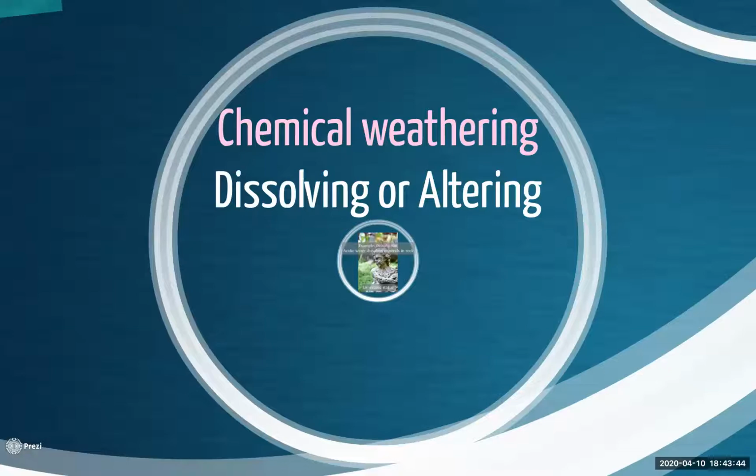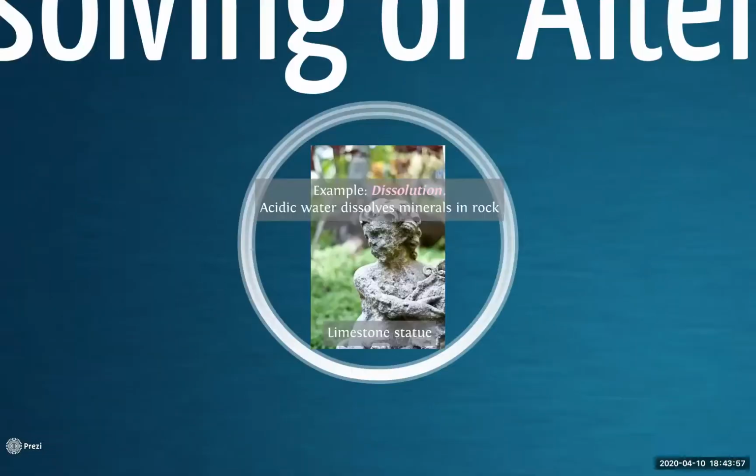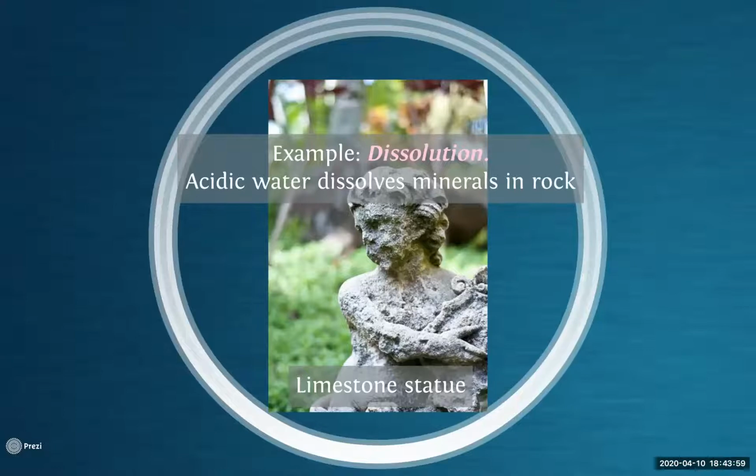Chemical weathering involves chemical reactions which dissolve or alter minerals in rock, causing the rock to become weaker, facilitating its breakdown. An example of this would be dissolution. This is where acidic water dissolves minerals in rock.